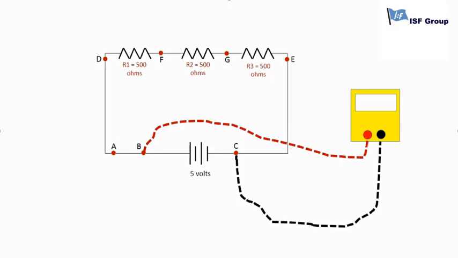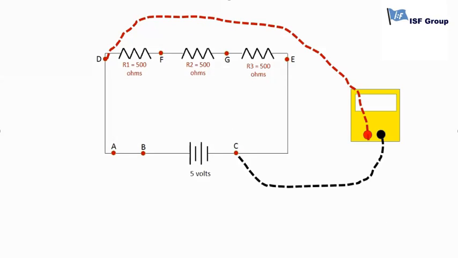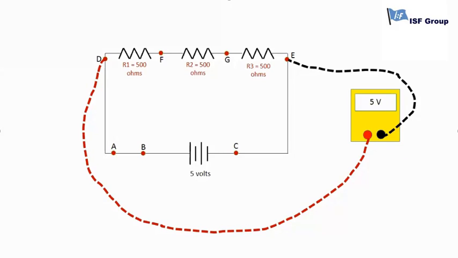In the same way, the difference between B and C will be 5 volts. The difference between D and C is 5 volts again. D and E is 5 volts again. So we can summarize that points A, B and D are at the same potential of 5 and C and E are at the same potential of 0.